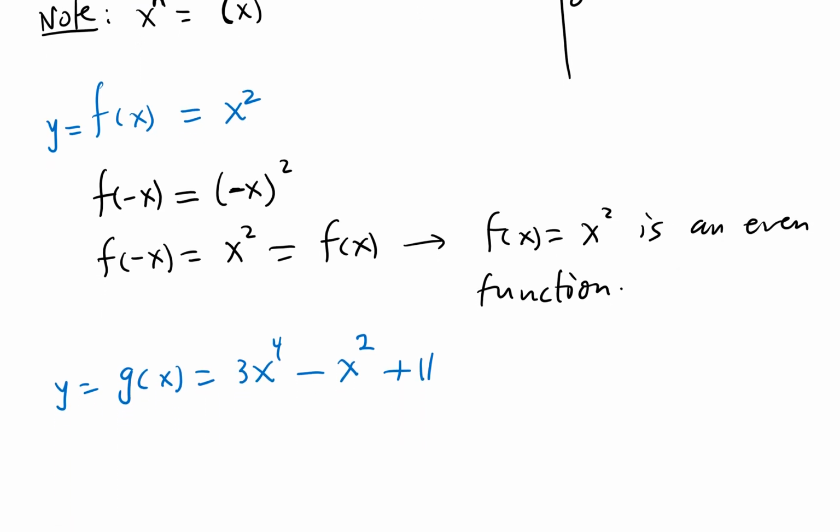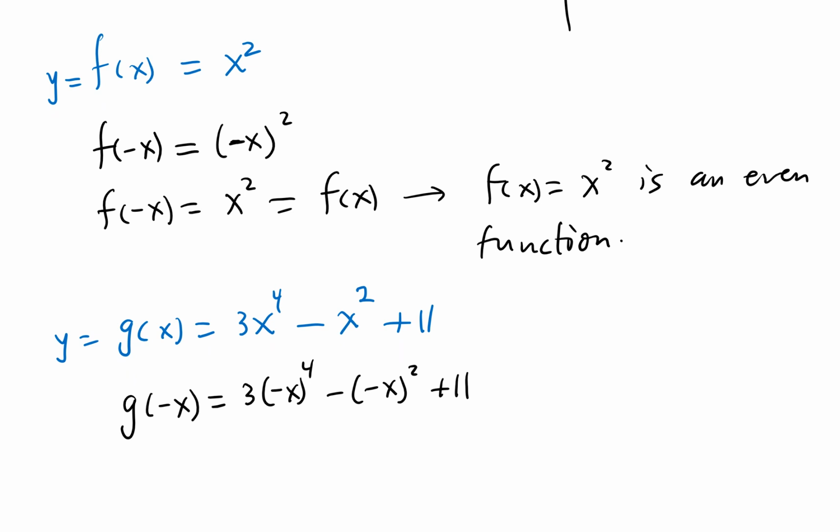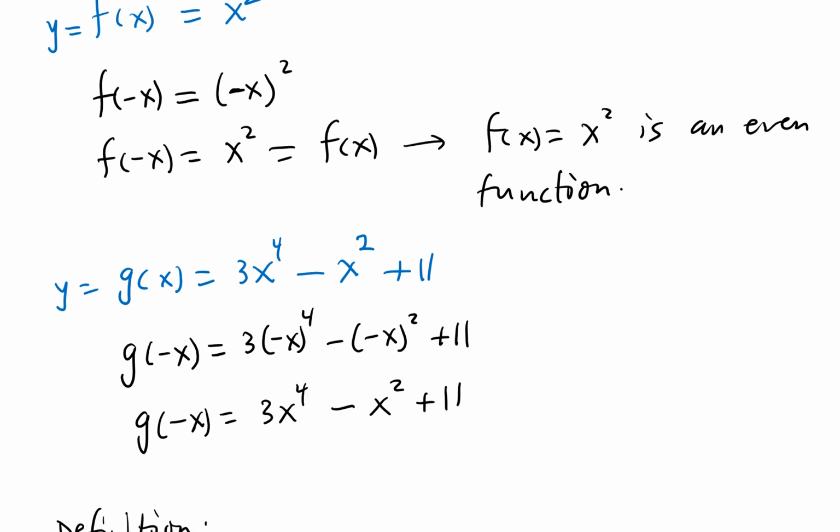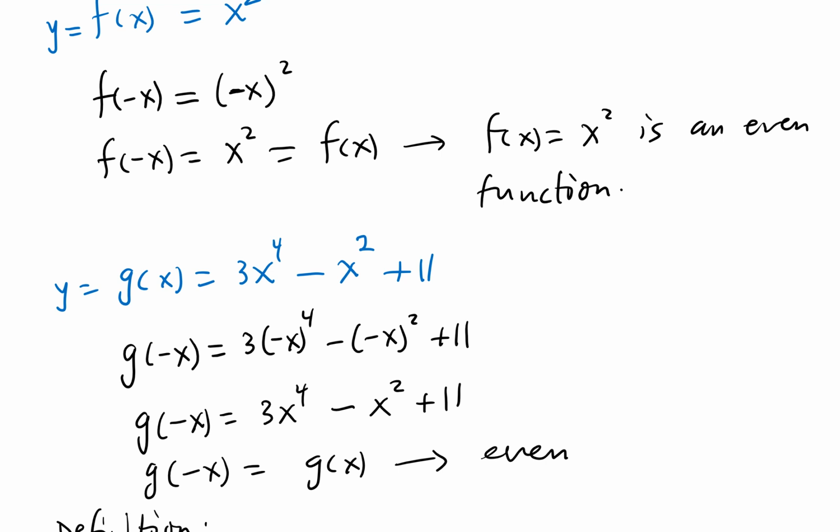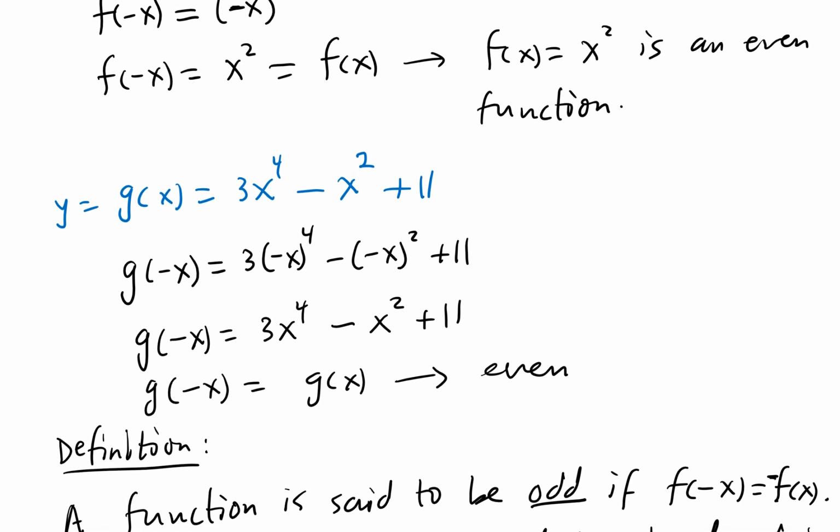Another example: g of x equals 3x to the fourth minus x squared plus 11. Again, we always start by finding g of negative x by replacing every x with negative x. That gives us 3x to the fourth minus x squared, because the even exponents make the negative positive. Notice we got g of x back. It's the same as the original function, so it's even. That's about even functions.